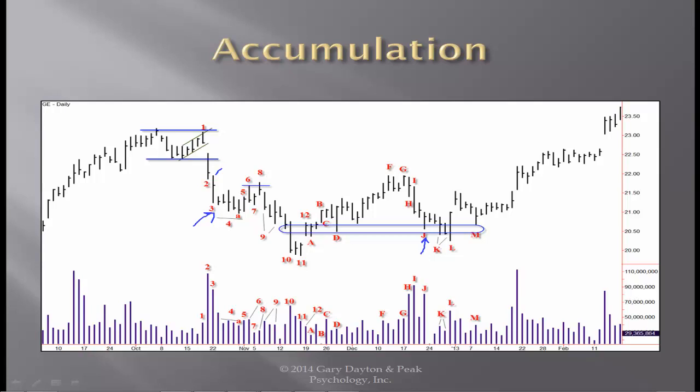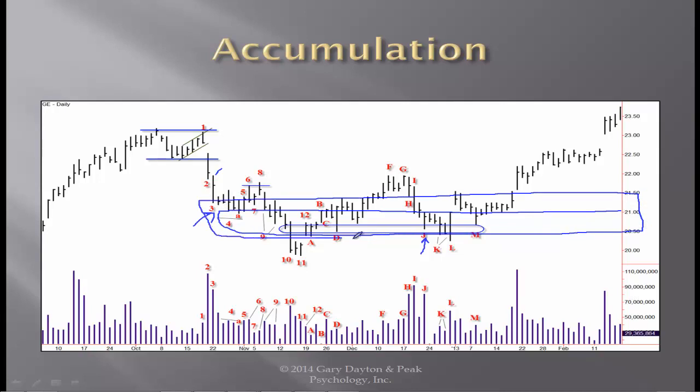Is the accumulation zone just along the support line? Well, they were buying between probably 20.5 and 21 is what it looks like to me in here. Maybe 21.5 to 20.5 in this area. It would be a little more clear if we constructed a point and figure chart.